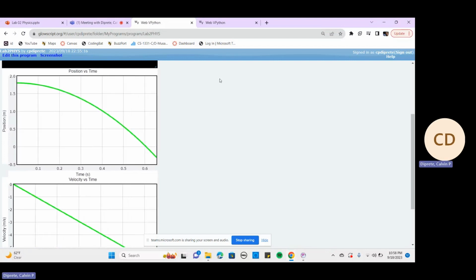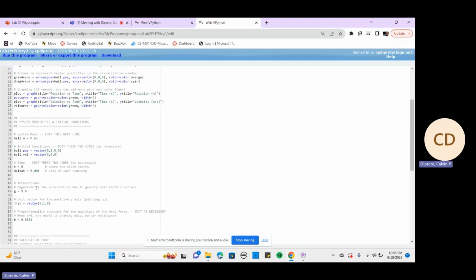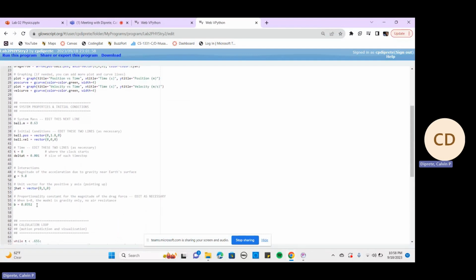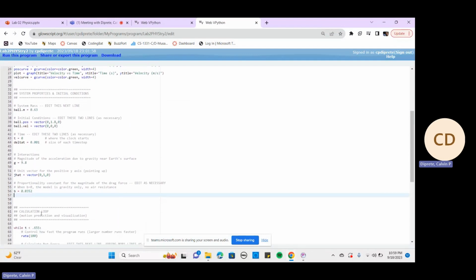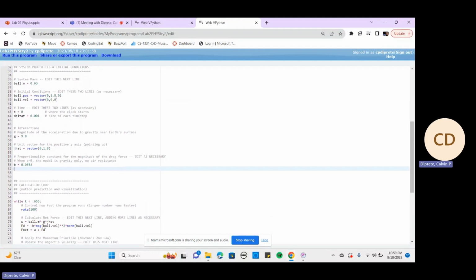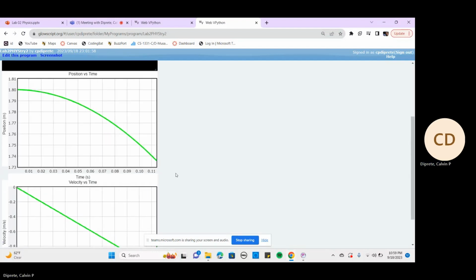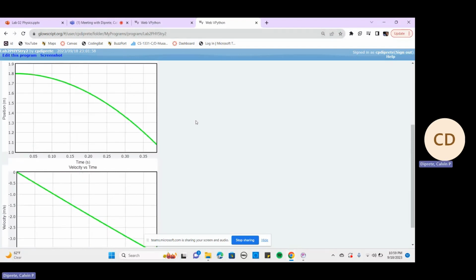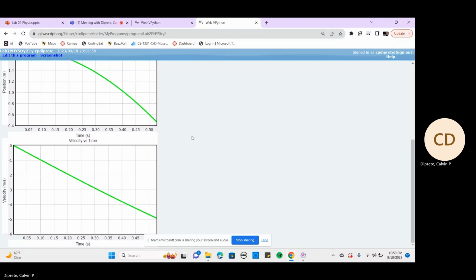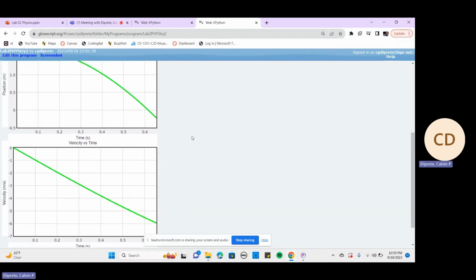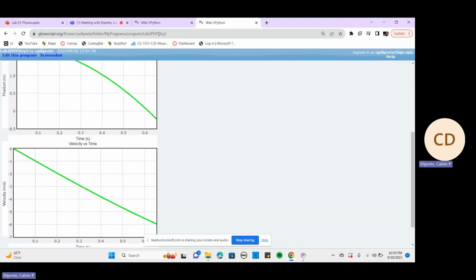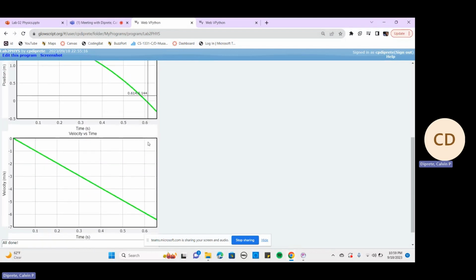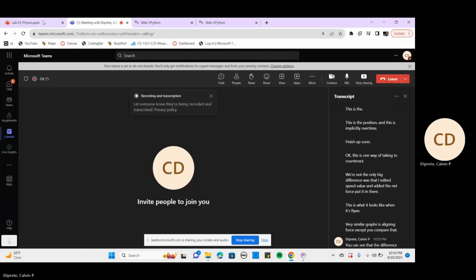Okay, this is one where I take into account drag. Pretty much the only big difference was that I edited the speed value and edited the net force to put it in there. And this is what it looks like when it's run. Pretty similar graphs, pretty similar landing points, except when you compare them, you can see the differences.